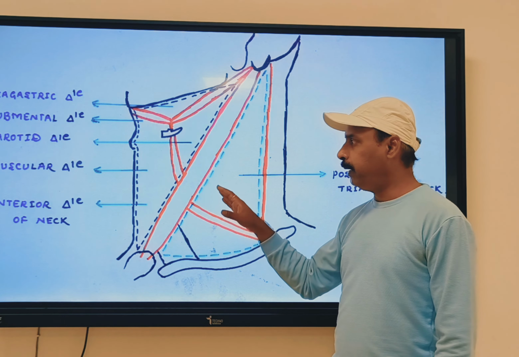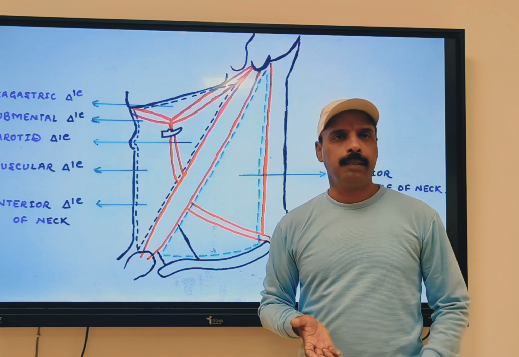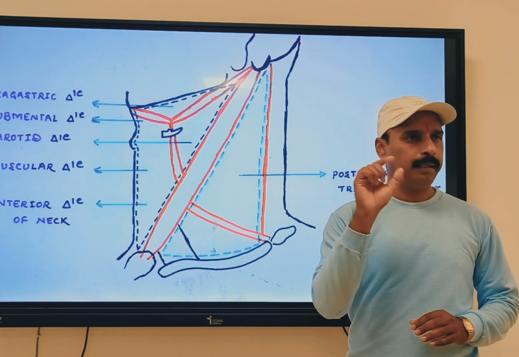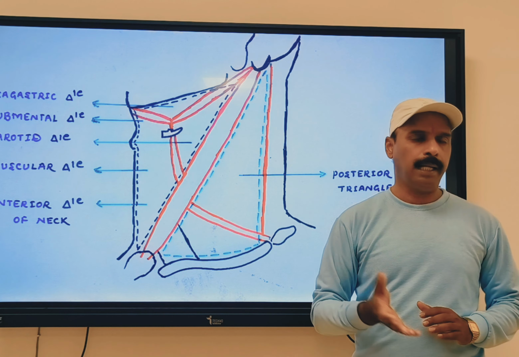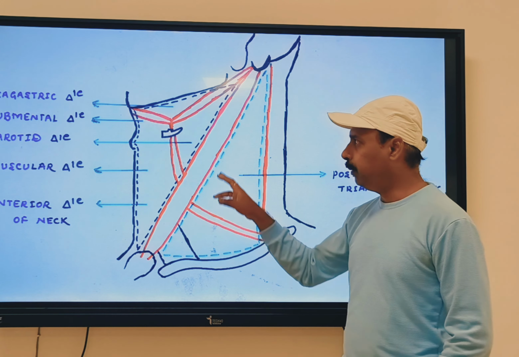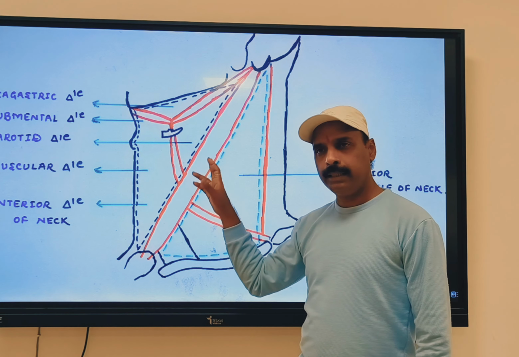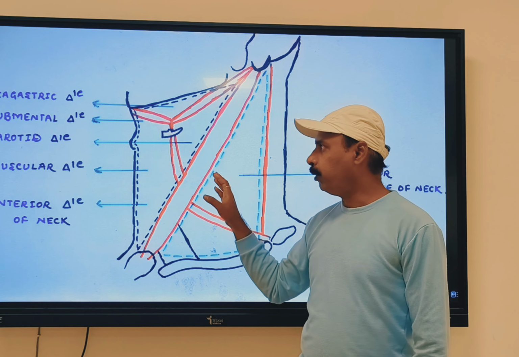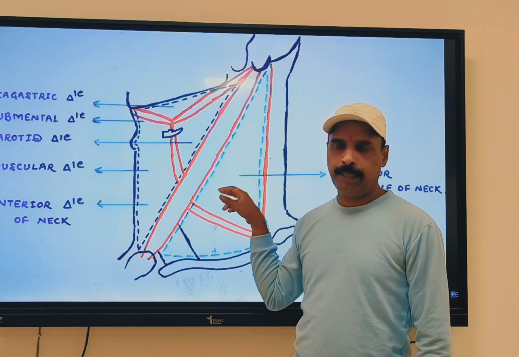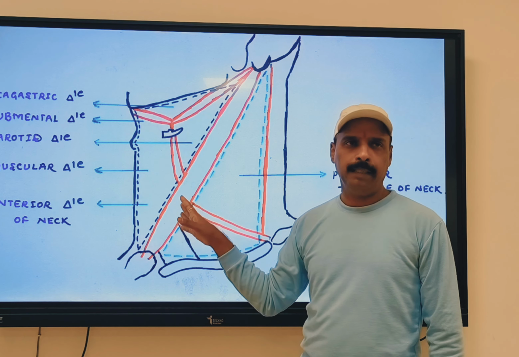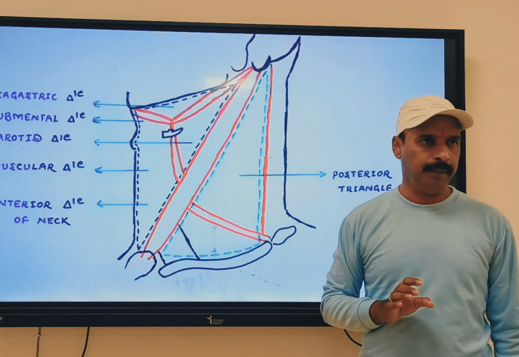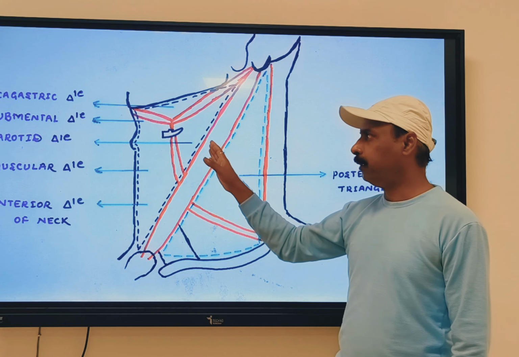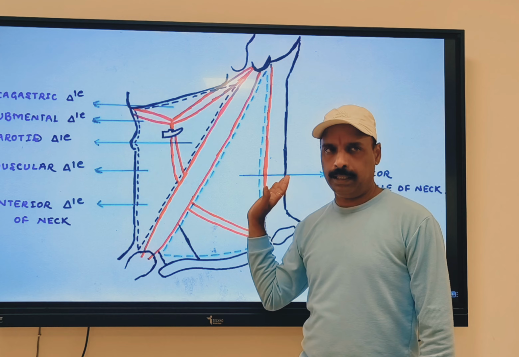So you have to remember how a direct question can be asked: the anterior triangle of the neck or the posterior triangle of the neck. You have to remember what the anterior triangle is and what the posterior triangle is. So first, you have to deal with the quadrilateral space boundaries and its oblique division by the sternocleidomastoid muscle. Then you have to explain the anterior triangle and posterior triangle.